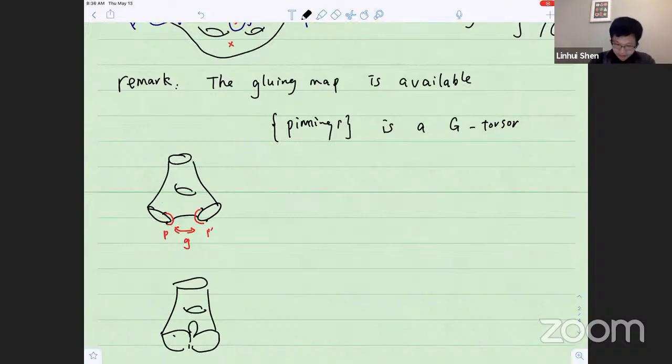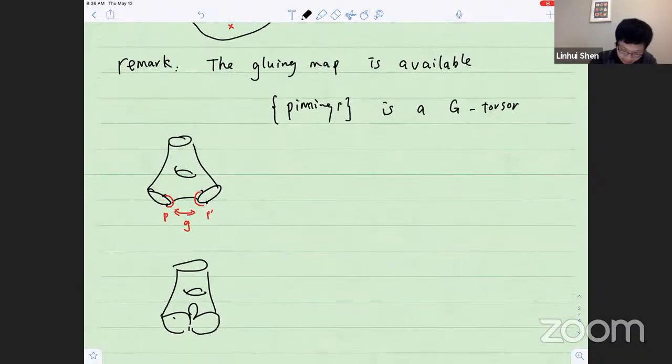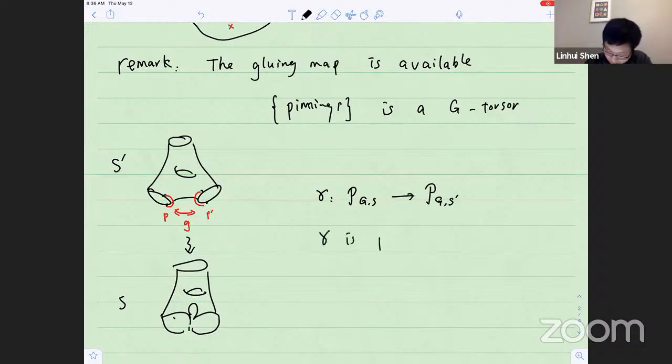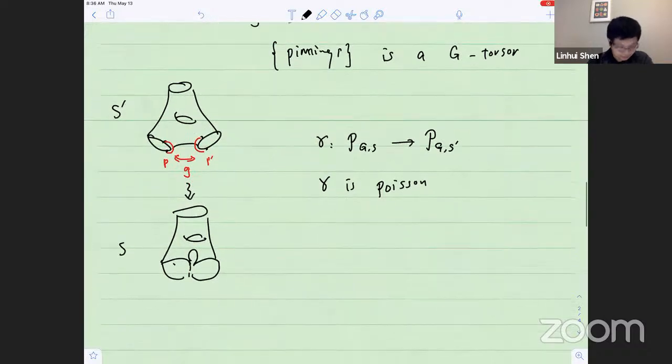Something like this, just by gluing this P and P prime. If this is S prime, after gluing we get a map S. So then we can define the map PGS to PGS prime. This map gamma is a Poisson map as well. And furthermore, it's compatible with the so-called amalgamation of cluster varieties.